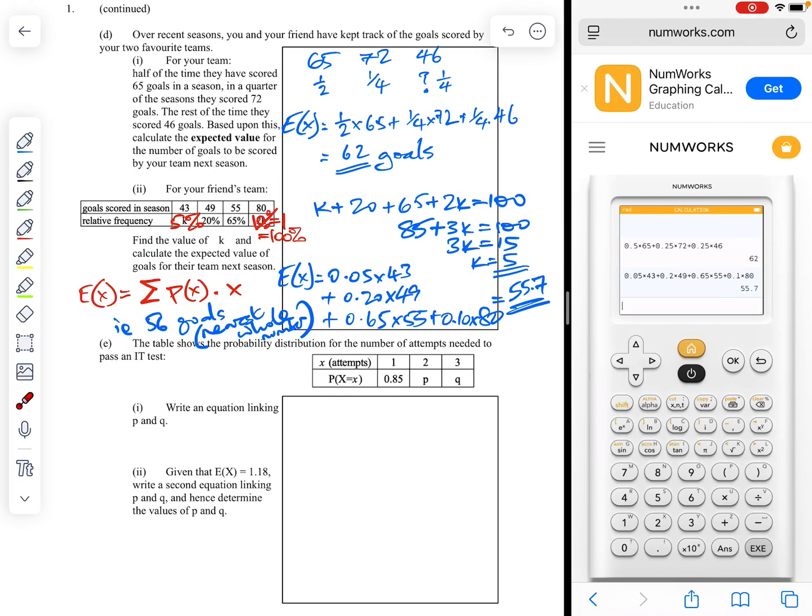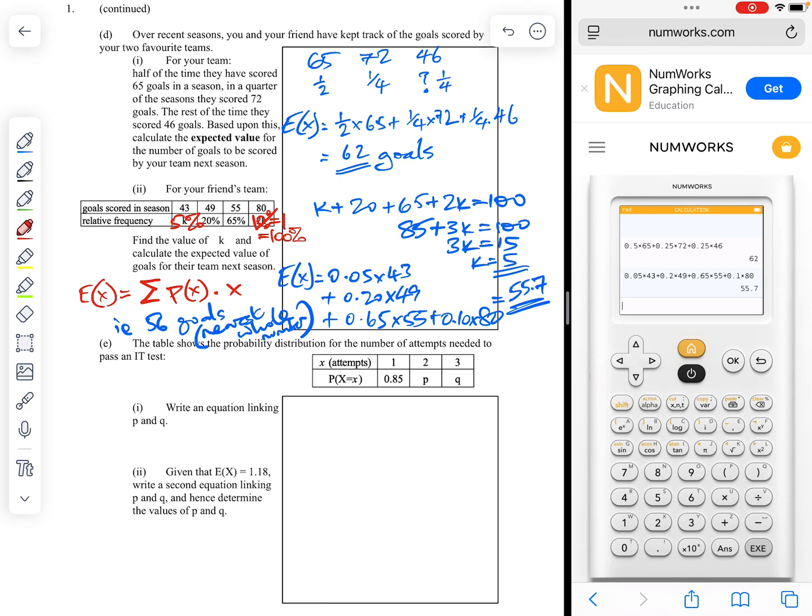Question 1e. The table shows the probability distribution for the number of attempts needed to pass an IT test. We can see that either one attempt is needed, or two, or three, and the associated probabilities are 0.85, 85% of the time, for one attempt, P, an unknown value for two attempts, and Q, an unknown value for three attempts. Part 1. Write an equation linking P and Q.